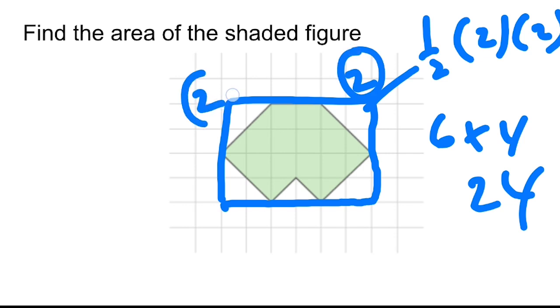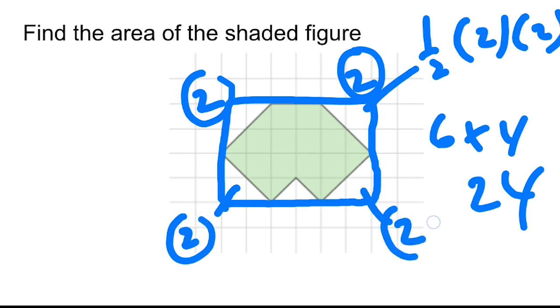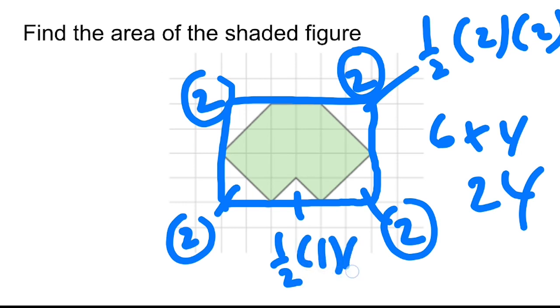This triangle is the same, 2. This triangle is the same, 2. This triangle is the same, 2. This triangle here is 1/2 times 1 times 2, which gives me 1.